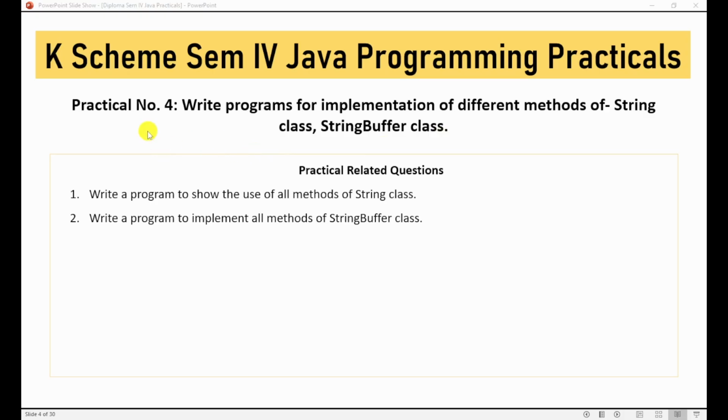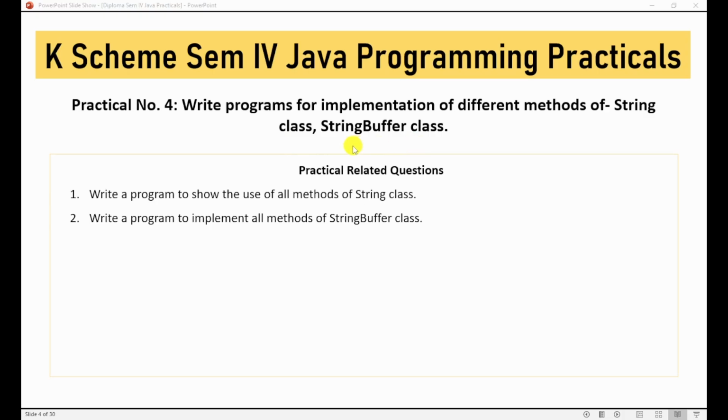So in this video we will see practical number 4 for Java programming, which is for K-Scheme 4th semester diploma students. If you see the syllabus for Java programming or the topics that I am going to cover in my videos, the topics are same for all over the world. So it doesn't matter whether you are a diploma student or any other student, or you want to learn Java programming, the topics will be same, the syllabus is same, you will find the same concepts in Java programming, whether you are learning in diploma or any other branch or any other category.